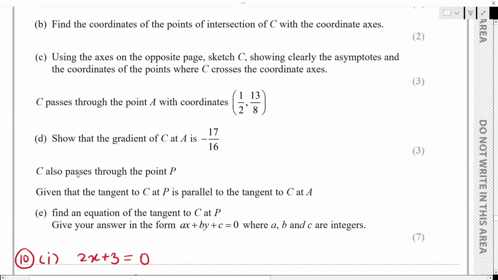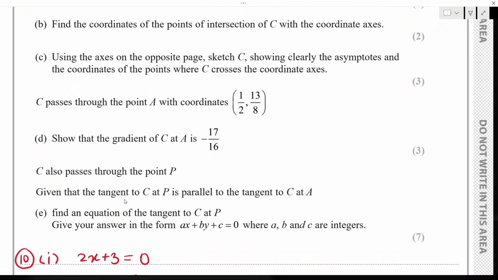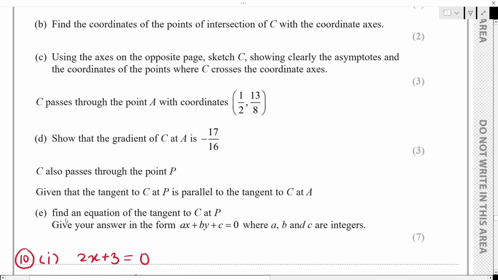For part E, it is given that C also passes through the point P. So there is another point P through which our curve C passes. Now it is given that the tangent to C at point P is parallel to the tangent to C at point A. As the tangent at point P and the tangent at point A are parallel, they have the same gradient. In part E, we have to find an equation of the tangent at P.